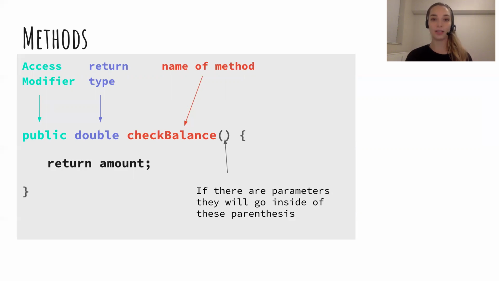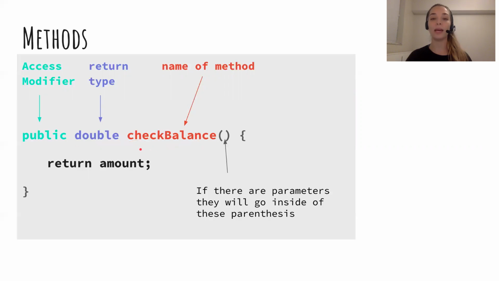Methods have a few parts to them. The first one is the access modifier. So in this example, our access modifier for this method is public. And we said when we use public, that means we can use this method anywhere else in our code. So any other class within our code can use this check balance method.